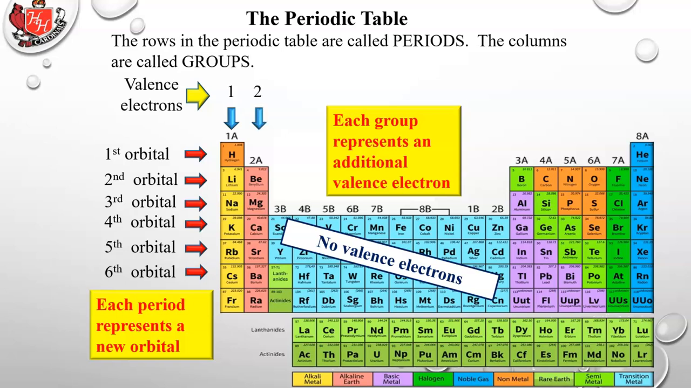If we go over to the next column, beryllium, we see, has two orbitals, and it has two electrons in its second orbital, its valence orbital. Magnesium down below has three orbitals, and it also has two electrons in its valence orbital, which is the third orbital. And so you see that same pattern will go all the way across.